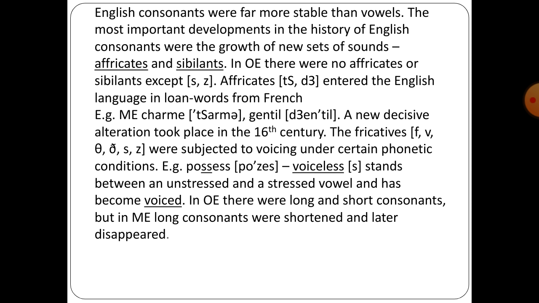gentle. A new decisive alteration took place in the 16th century. The fricatives f, v, th, z, s, z were subjected to voicing under certain phonetic conditions. For example, possess: the voiceless s stands between an unstressed and a stressed vowel and has become voiced. In Old English there were long and short consonants, but in Middle English long consonants were shortened and later disappeared.